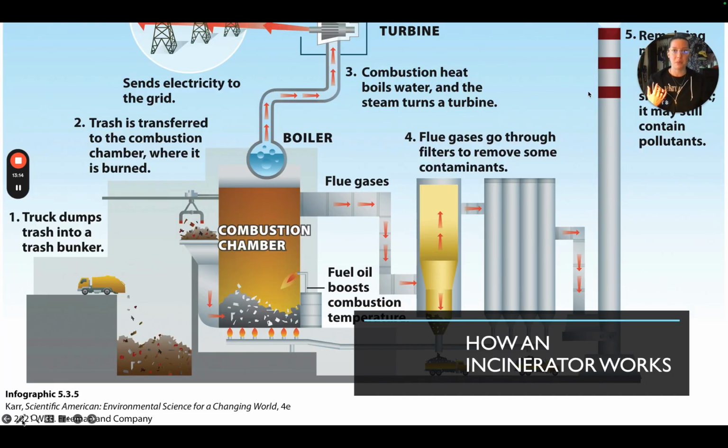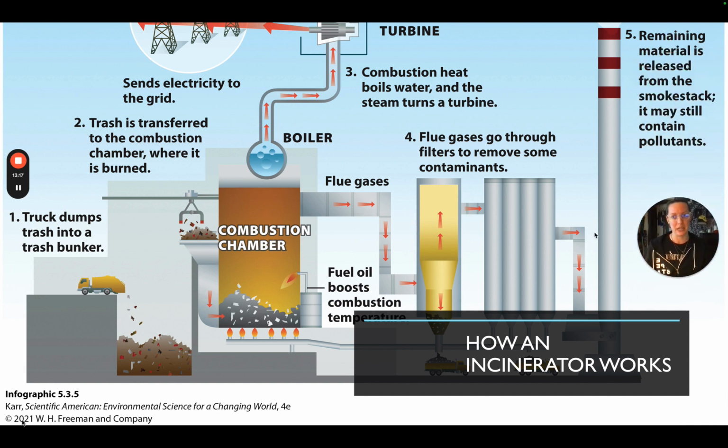And this is a diagram from your book. It's cut off a little bit in the PowerPoint slide, so apologies for that. But definitely take a look at infographic 5 in your book. You can see here this circular motion, where we dump trash into the bunker. It's transferred into the combustion chamber, where it's burned, which heats up the boiler, which can boil water into steam to turn a turbine, which can generate electricity. Woohoo, that's fantastic. Then flue gases go through filters to remove some contaminants, but the remaining material is released from the smokestack, which of course may still contain pollutants.